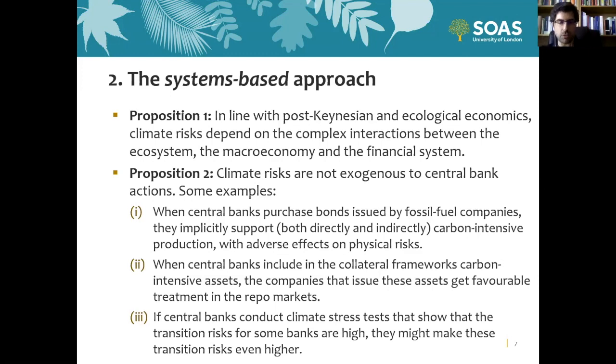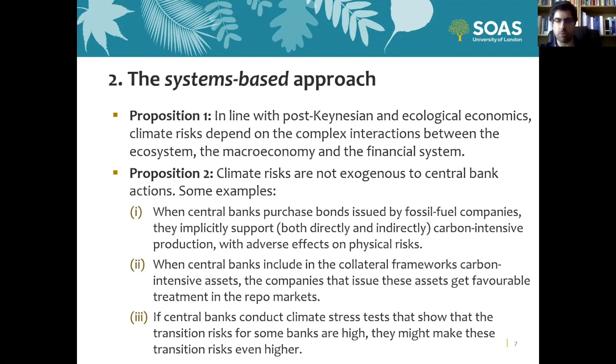But I would like to focus a bit on what I call proposition two, which is that it's not sufficient for central banks to recognize that we have this complexity. They also have to acknowledge that they are part of these different systems, and therefore the climate risks are not exogenous to what they do. And here I have some examples.